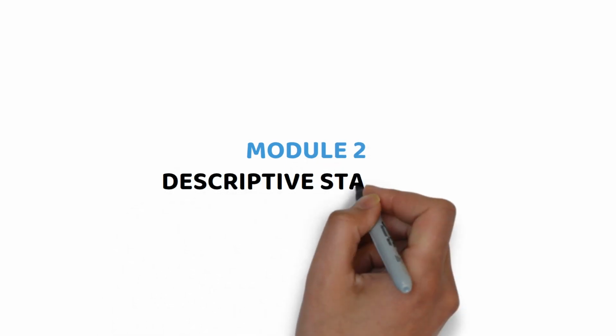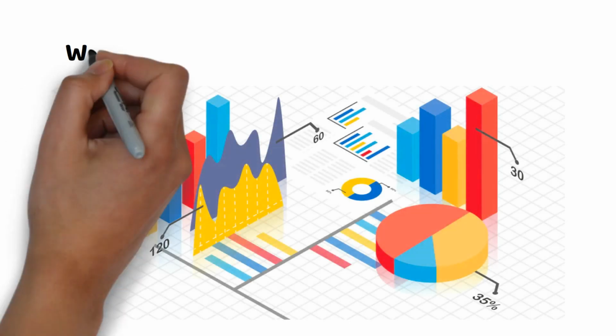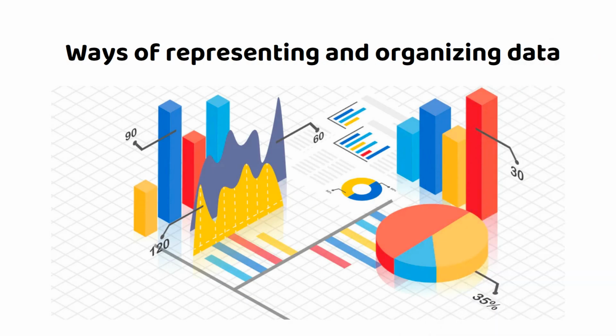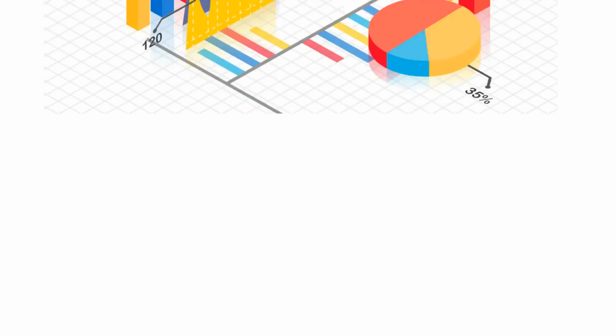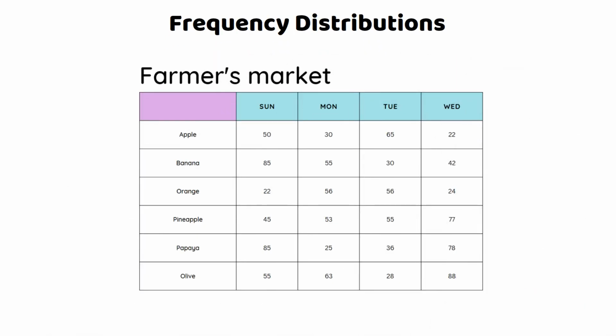Module 2, Descriptive Statistics. Next, we'll dive deep into the language of data. Here, we'll not only introduce you to several ways of representing and organizing data but also unravel the meaning behind commonly used terms. Frequency distributions. A frequency distribution is a table that organizes data into categories, showing the number of observations in each category.